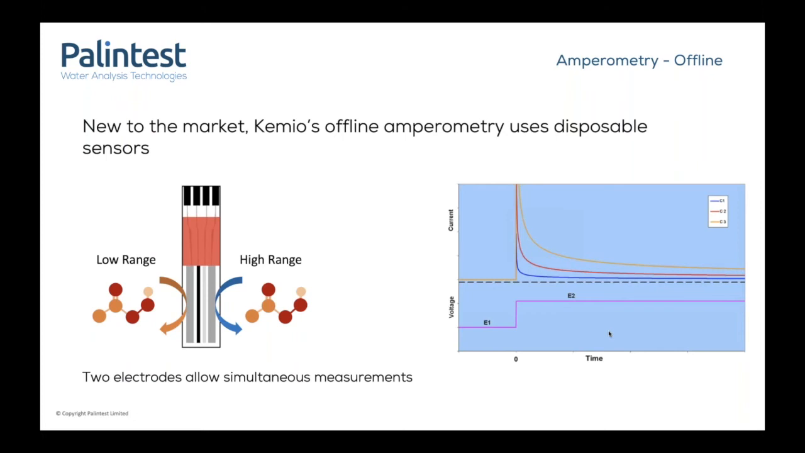And if you look at the graphic of our sensor on the left there, you'll see each sensor has two electrodes. It's got a low range and a high range for PAA, but we can use those two electrodes for other things on other tests. So for chlorine, for example, one of the electrodes measures free and one of the electrodes measures total at the same time. So within the time scale of the test, you actually get two results, two measurements.